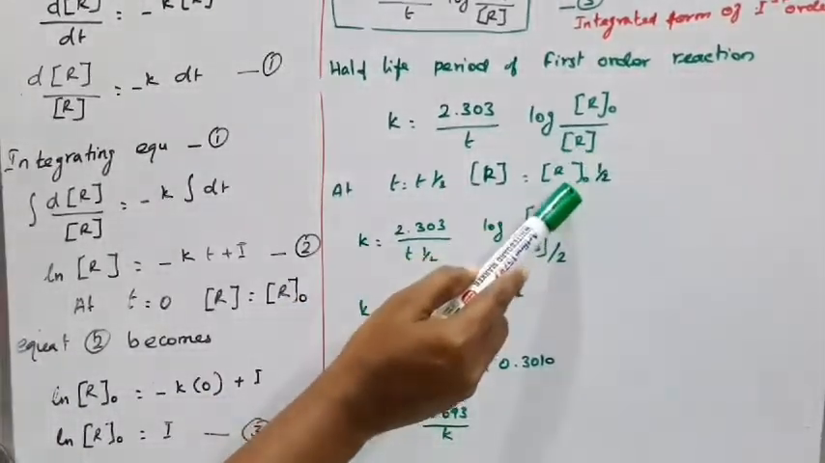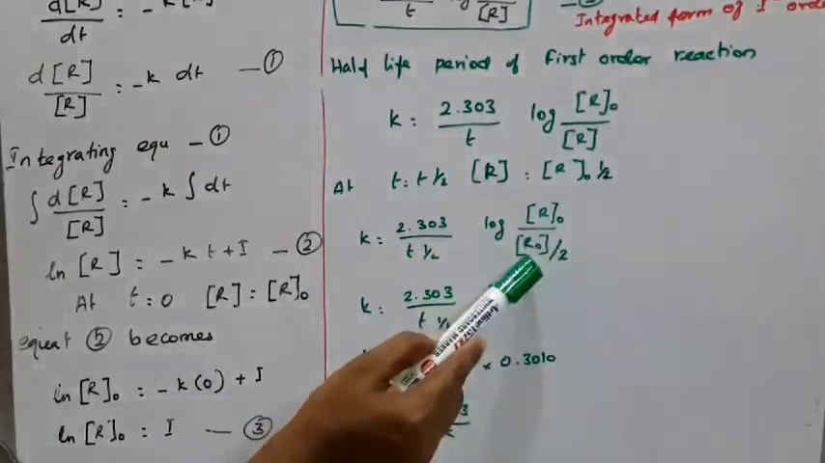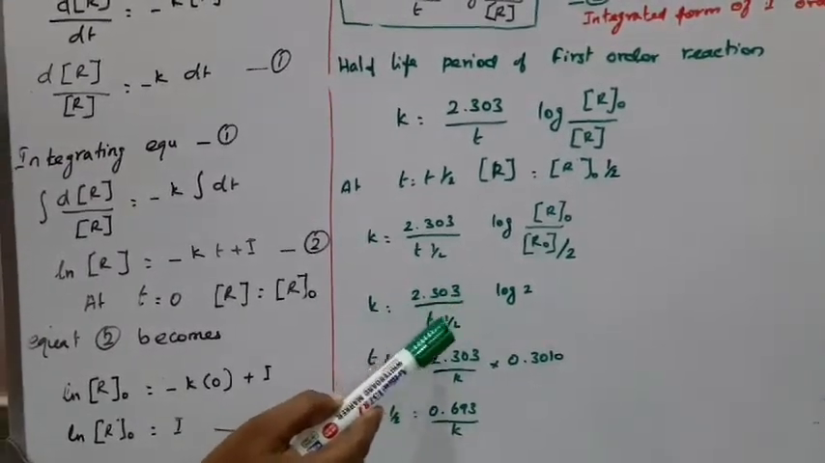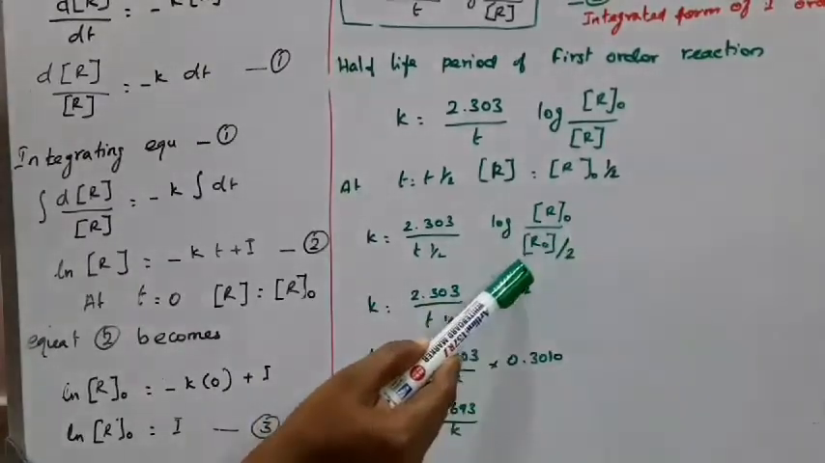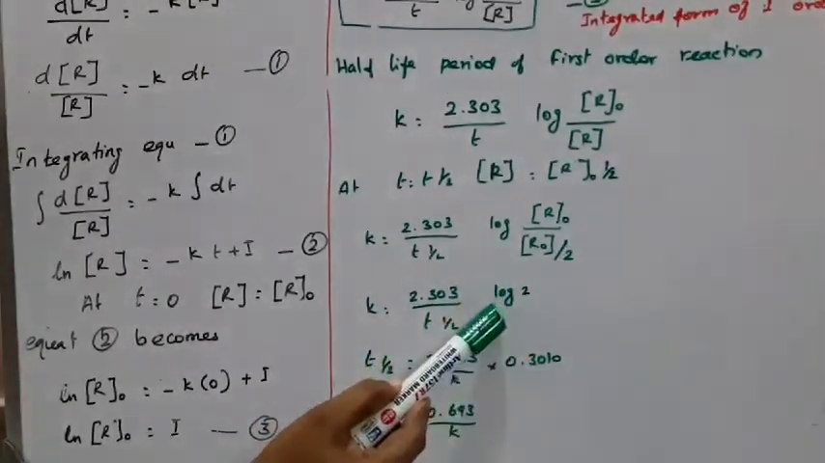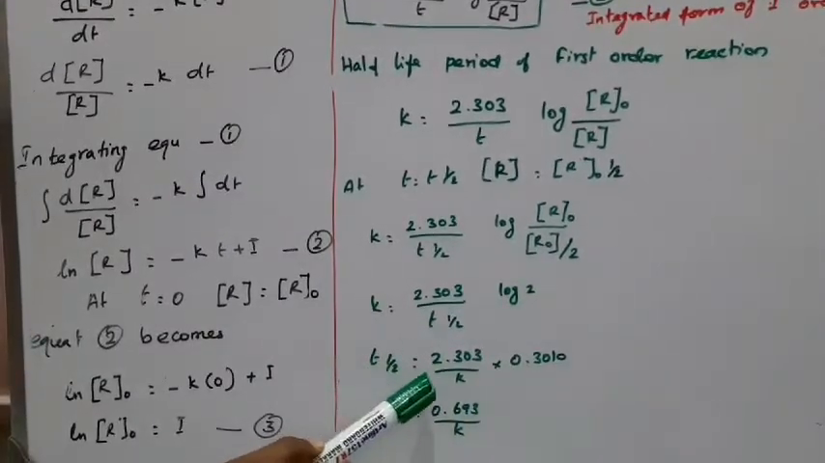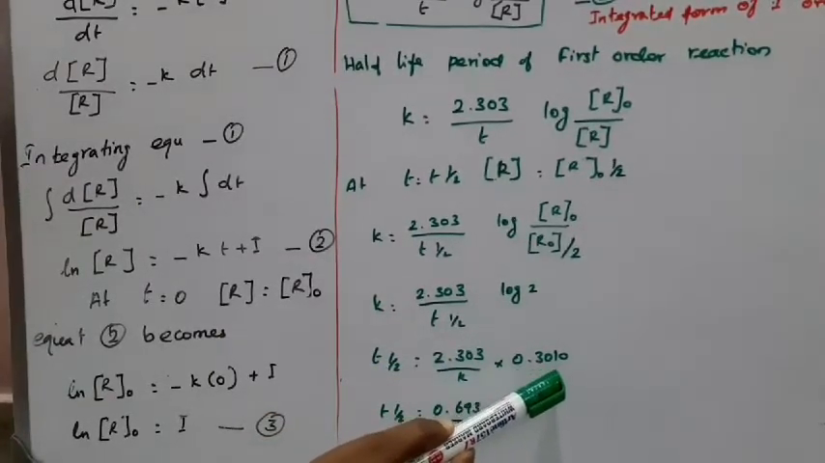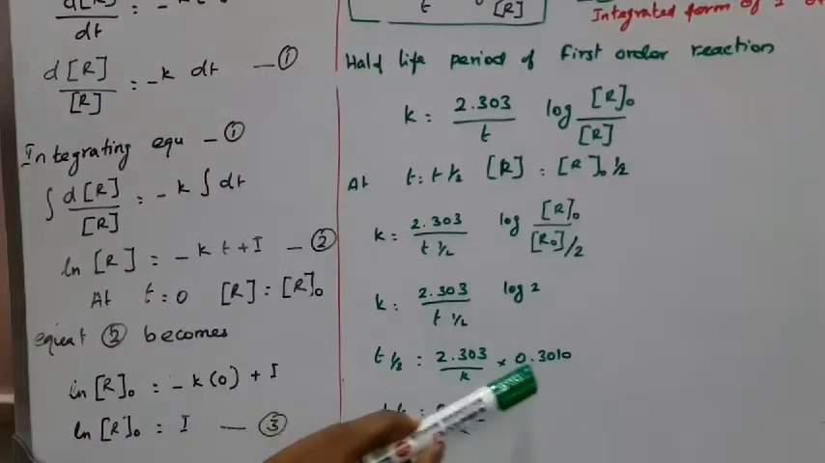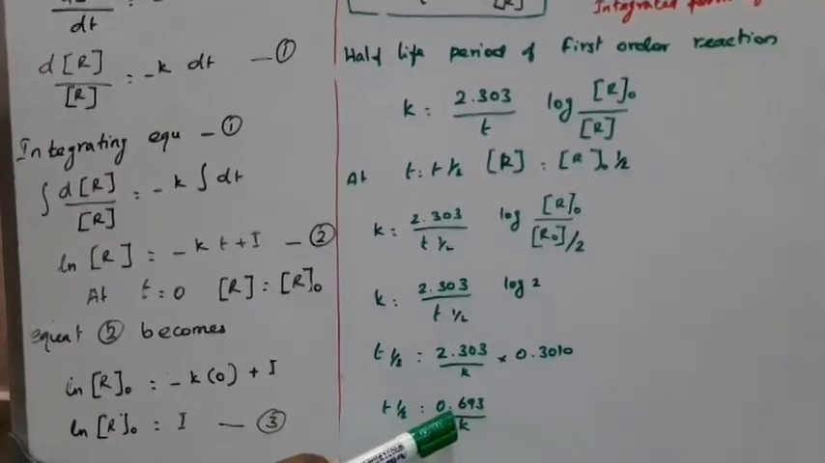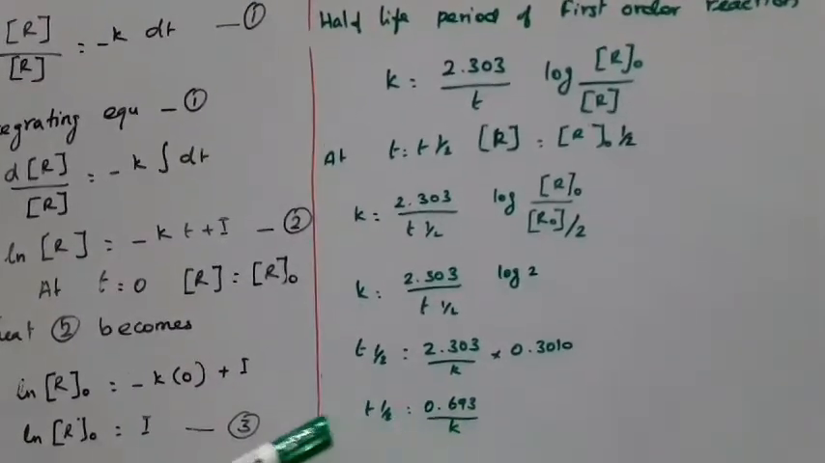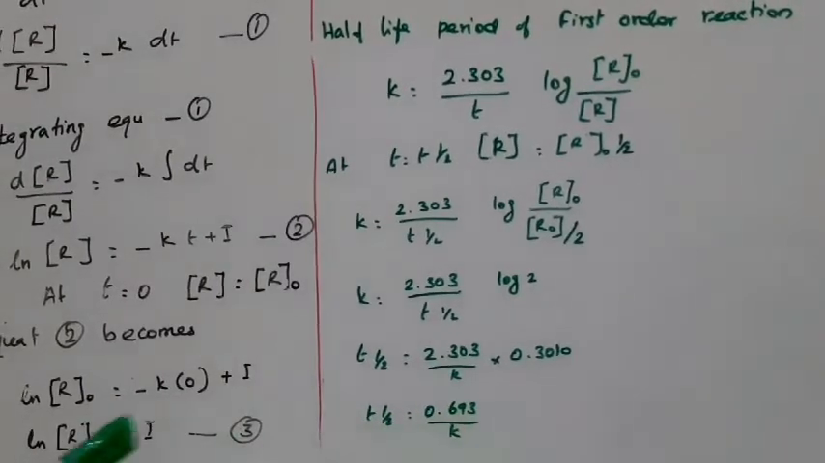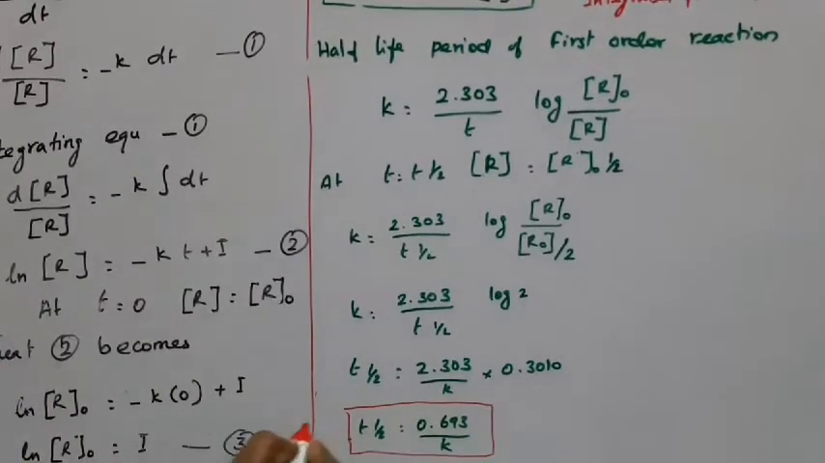In place of R we write R0 into 1/2, that is R0 by 2. So k equal to 2.303 by t half log of R0 by R0 by 2. Here R0 and R0 cancel, and the 2 moves up, so it becomes log 2. So t half equal to 2.303 by k into log 2, and the value of log 2 is 0.3010. Multiplying these two, t half equal to 0.693 by k. This is the half life period of first order reaction.